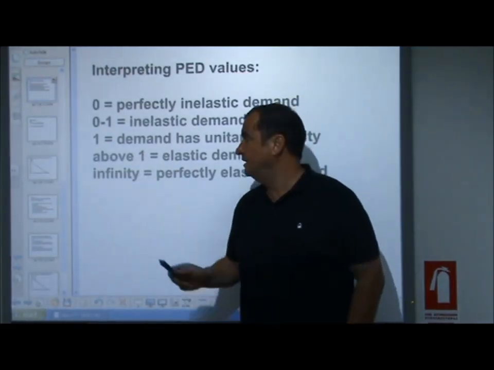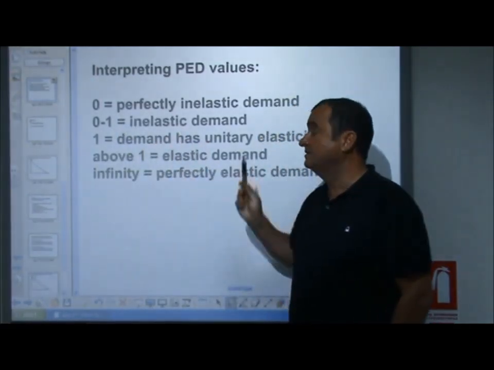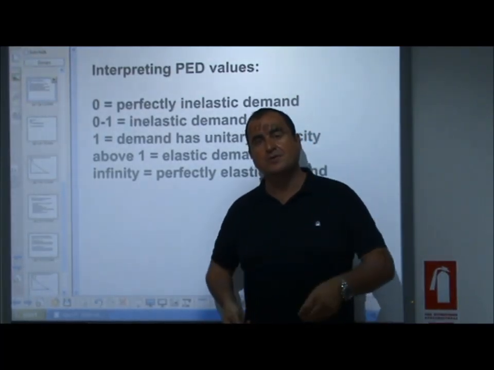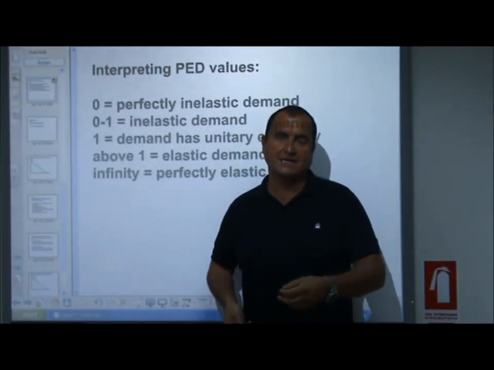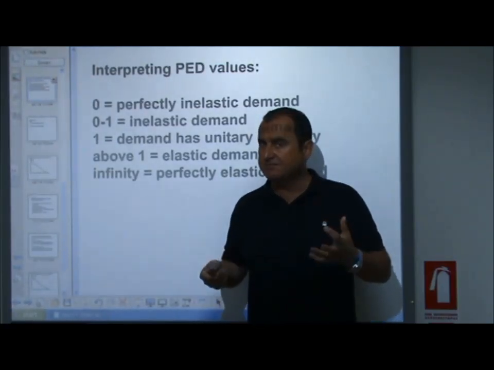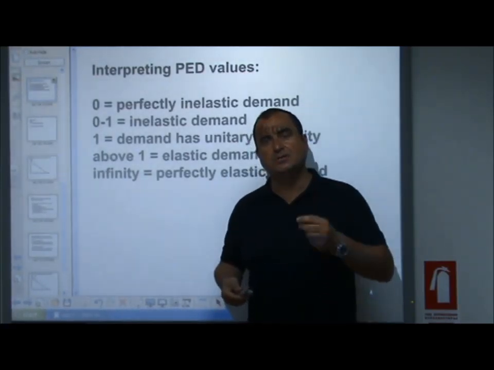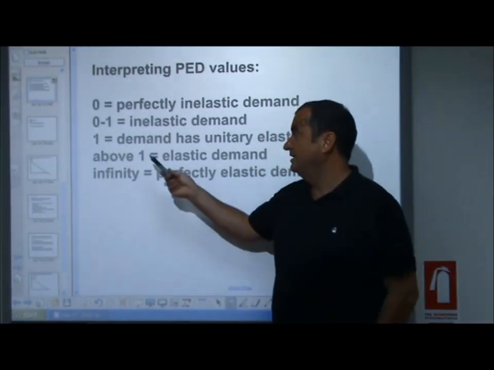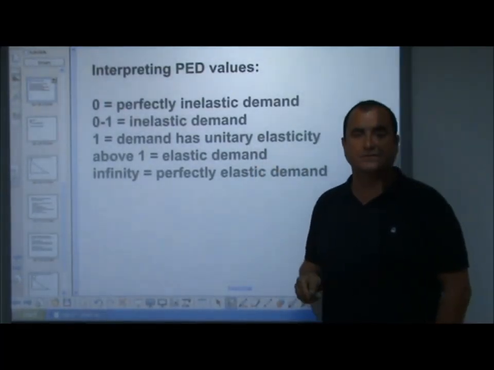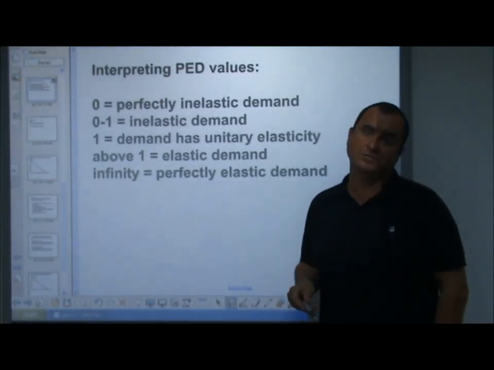If the PED value lies between 0 and 1, ignoring the negative for the moment, we say that the demand is inelastic. Inelastic demand means that the quantity demanded of the good reacts by a proportionately smaller amount than the price changed. Whatever the size of the price change, as a proportion of the price, the change in the quantity demanded will be smaller. If PED comes out as 1, we say the demand has unitary elasticity. That means that the demand changed by the same proportion as price changed. If price rose 6%, quantity demanded fell 6%.